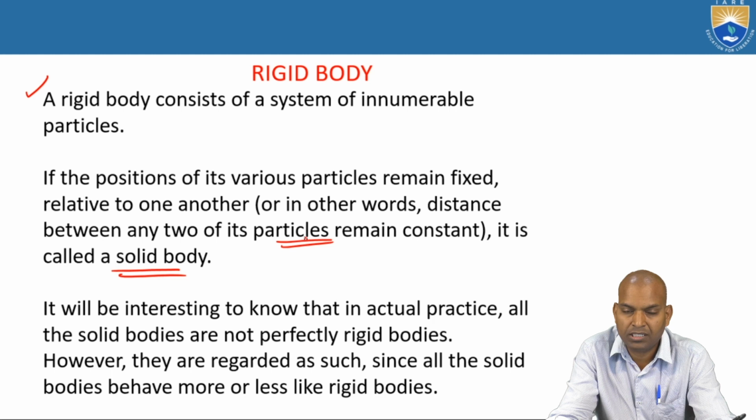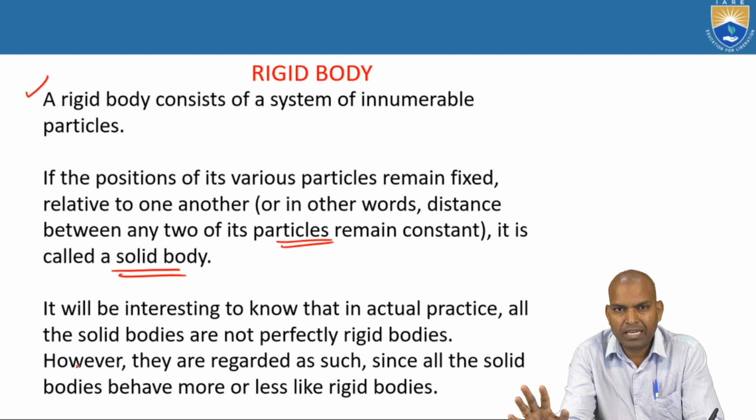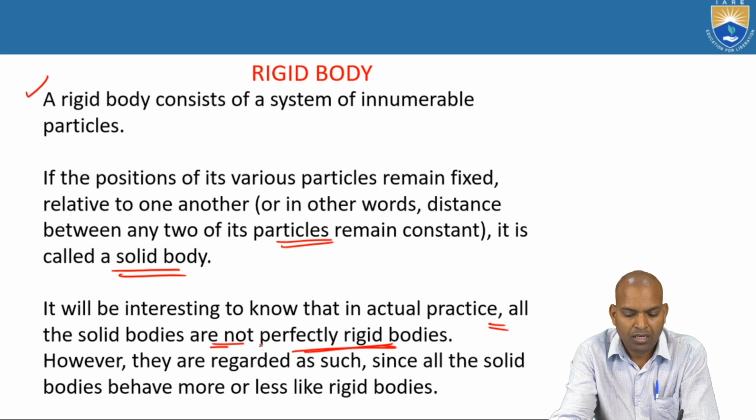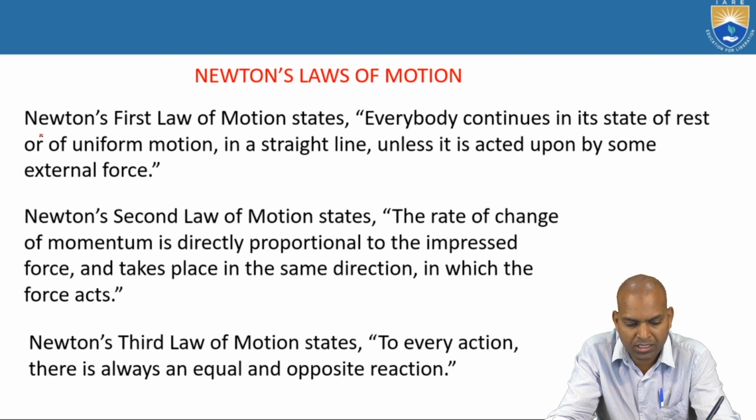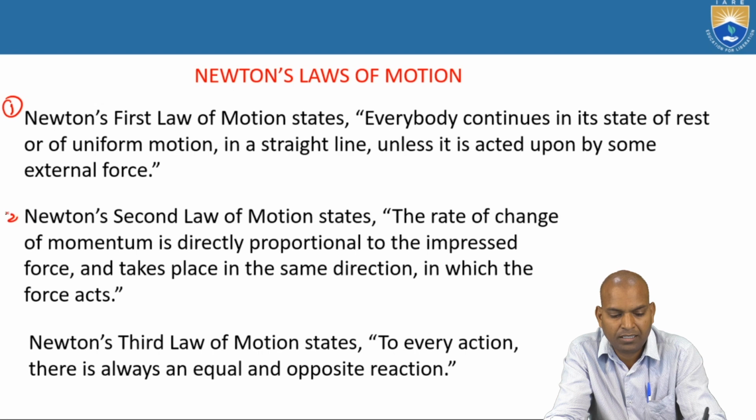One more thing is that not all solid bodies are perfectly rigid bodies. We assume that these solid bodies behave more or less like rigid bodies, because the flexibility is very low in the case of solid bodies. So they are regarded as rigid bodies. Now, Newton's laws of motion, as I mentioned, are the first law, second law, and third law.